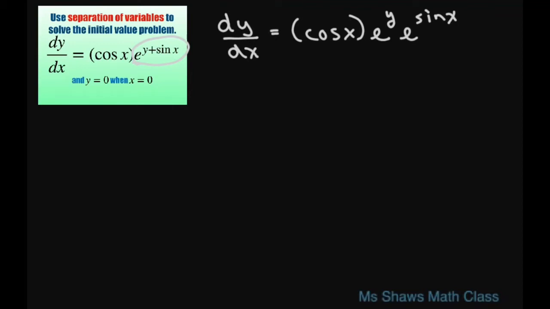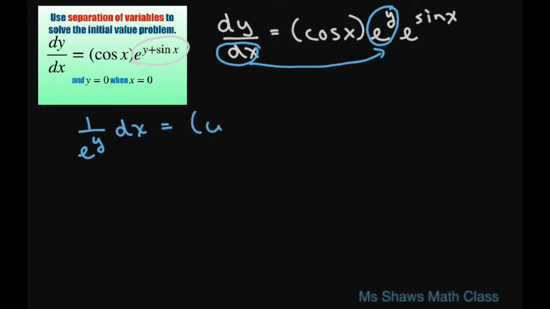So now the next thing I'm going to do is just move this dx up here and divide by e to the power of y. So we're going to have 1 divided by e to the power of y dy equals cosine of x times e to the power of sine of x dx. I'm also going to change this fraction and write it as e to the power of negative y using negative exponent properties. And then we integrate both sides of the equation.